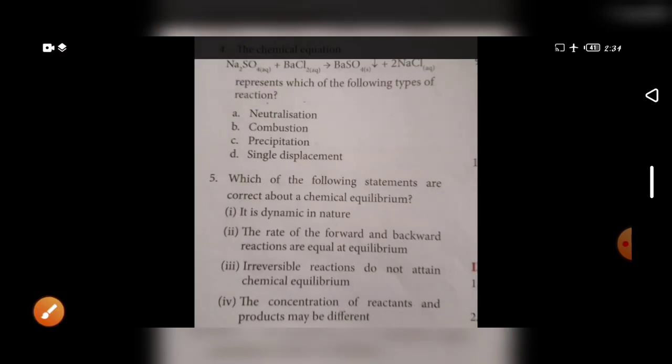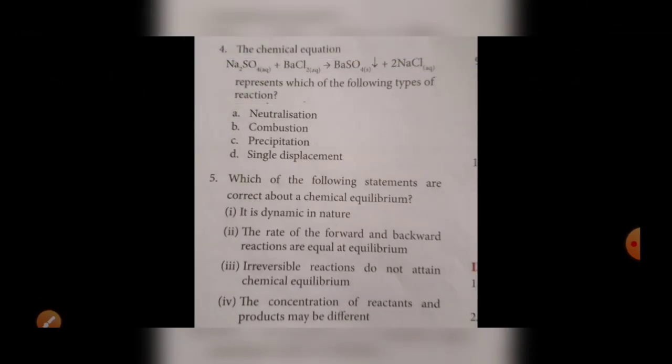See here, fourth question. The chemical equation Na2SO4, that is one compound, plus another compound exchange their ions. See this SO4 exchanges with Cl2 to form BaSO4 plus 2NaCl. Here the arrow mark will be given like this. So precipitation takes place. Which of the following types of reaction is represented? Precipitation reaction. So the option C is the correct option. So this reaction is a precipitation reaction.